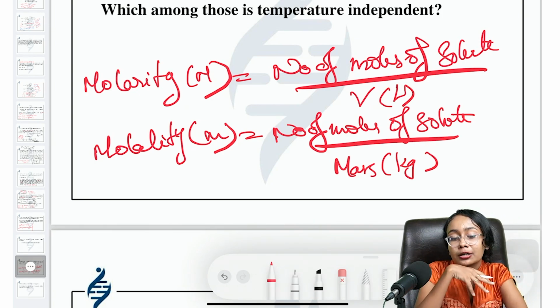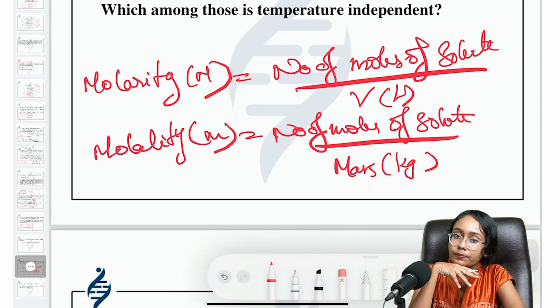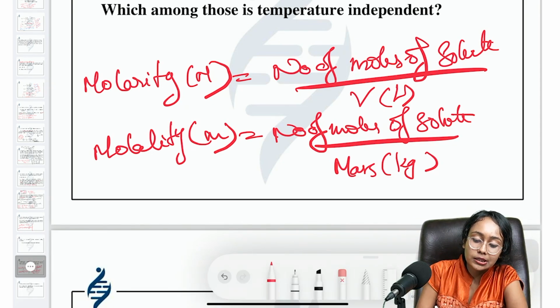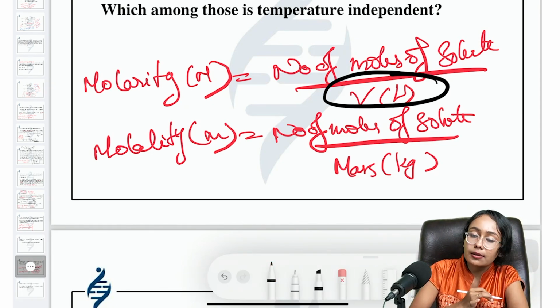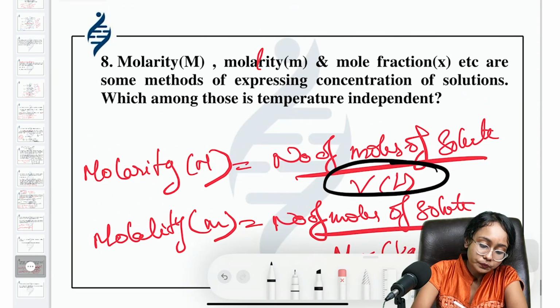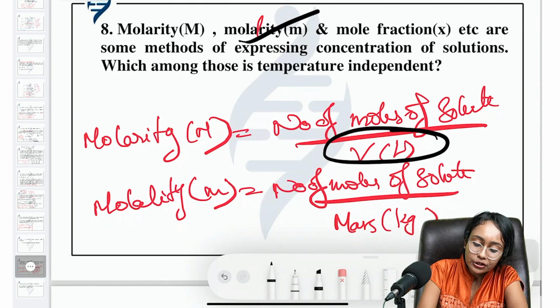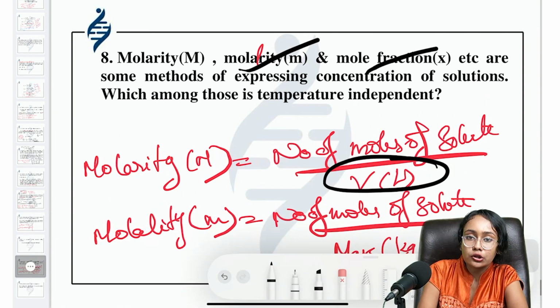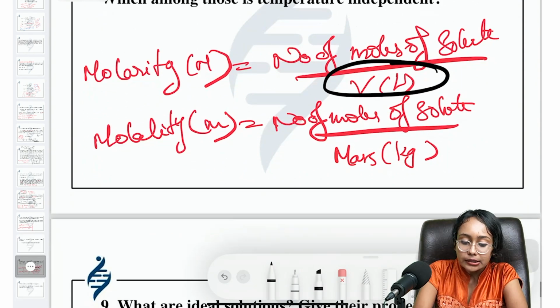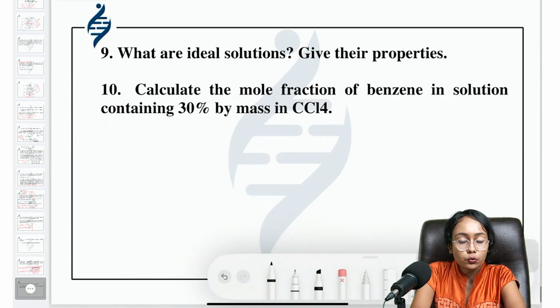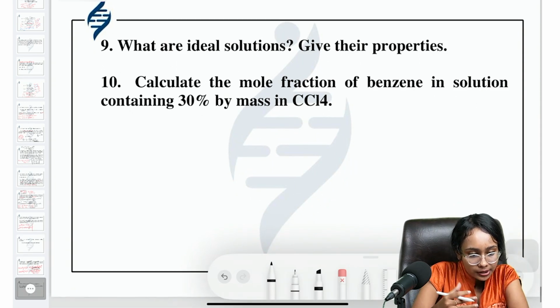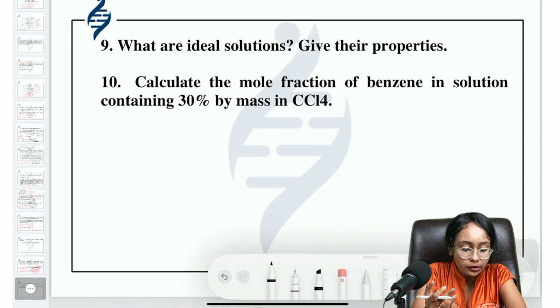So which is temperature dependent? Volume is temperature dependent or mass is temperature dependent? Obviously, volume is temperature dependent, so molality is temperature independent, and mole fraction also. Molarity is temperature dependent because volume changes with temperature.